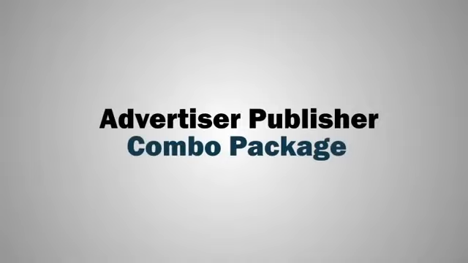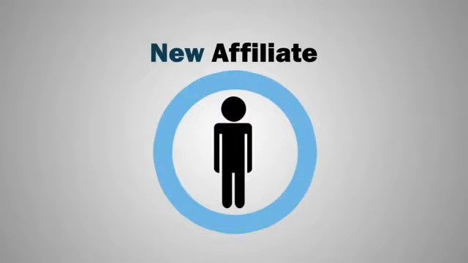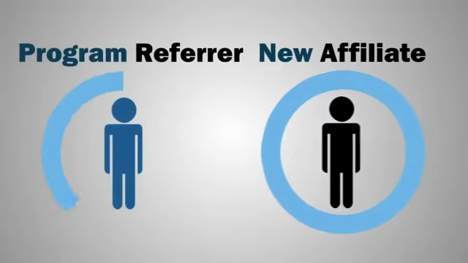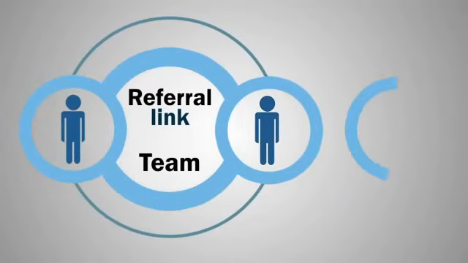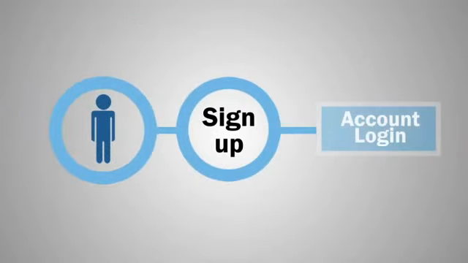In this video, we will take a look at the advertiser-publisher combo package. We begin by entering the program through a referrer. That's someone who's already an affiliate. You'll receive a referral link from them and can join their team through the sign-up page. Once you've created your account, simply log in. Easy stuff.